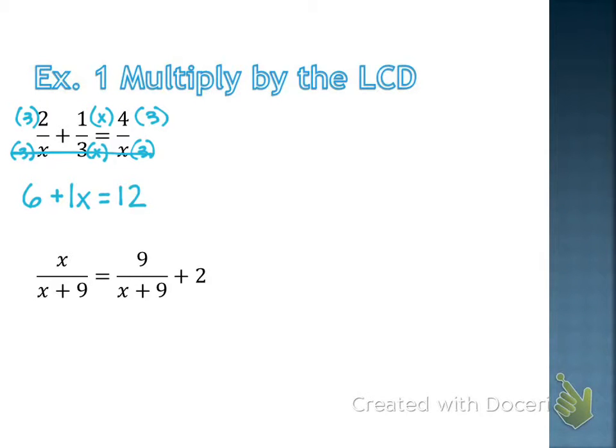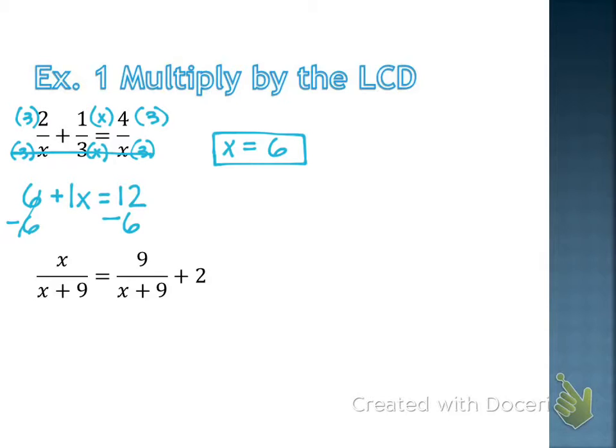Now, let's solve for x. What would I do first? Subtract 6. And 1x is equal to what? 6. Do I need to divide by 1 here to get what x equals? No, because anything divided by 1 is still itself. So what does x equal? 6. Here's my final answer. Just like that.